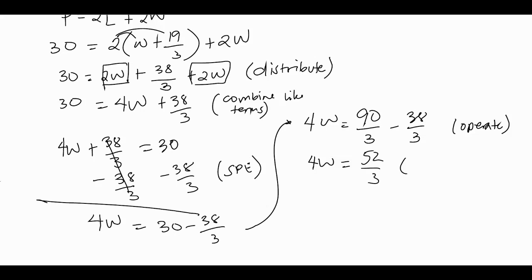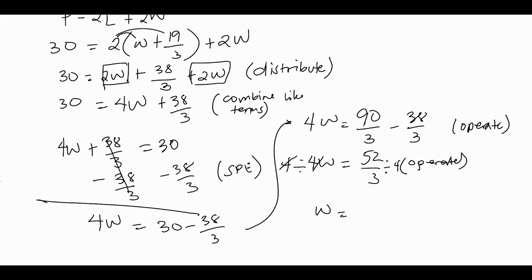All right, so operate. Now, we can multiply both sides, or sorry, divide both sides by 4. So divided by 4, divided by 4. We can cancel the 4. We're going to have W.